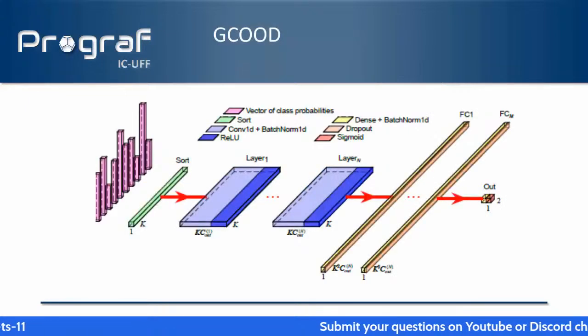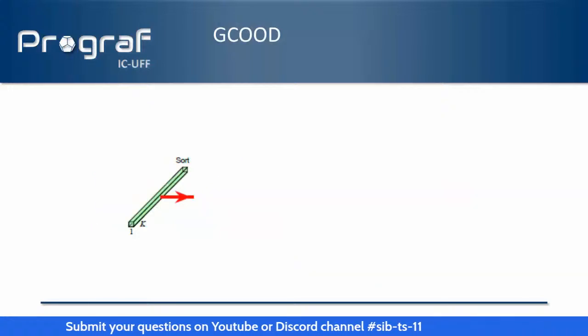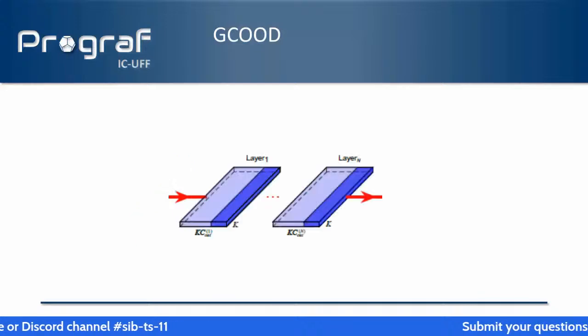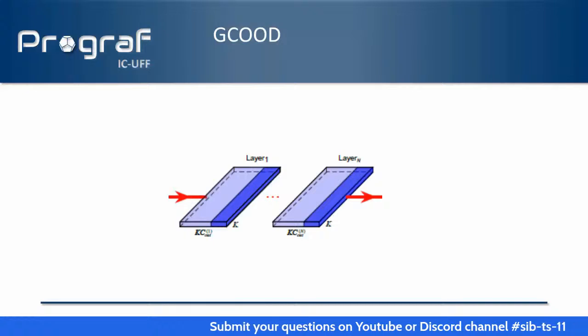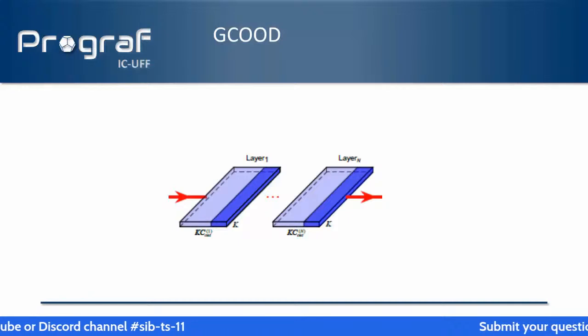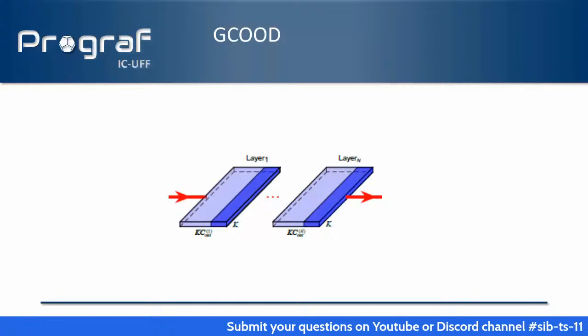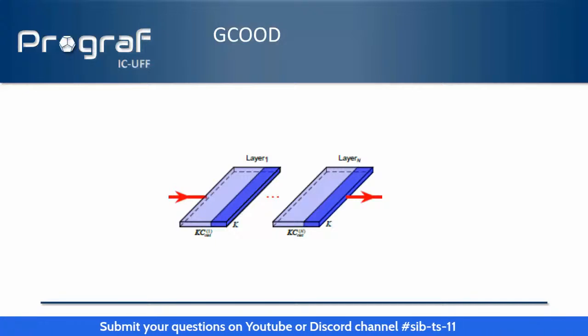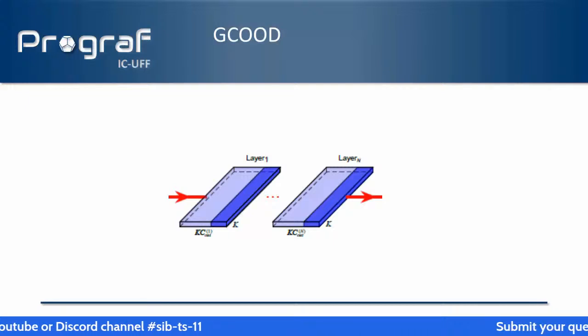We can say that GCOD is a binary CNN. This vector is of size k, where k is the number of classes. In each of these layers, we have k one-dimensional convolutions running in parallel, with a kernel size equal to 1. The purpose of having convolution layers running in parallel is to make them behave like fully connected layers running in parallel. At the end of each layer, we have a normalization and a ReLU activation function.